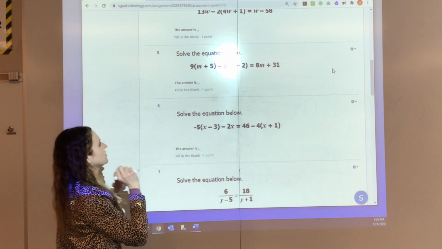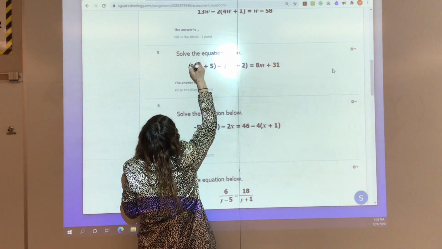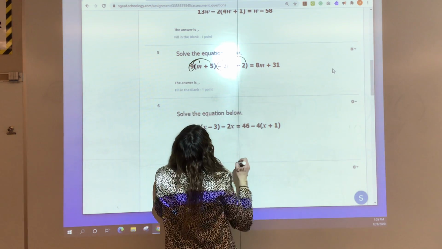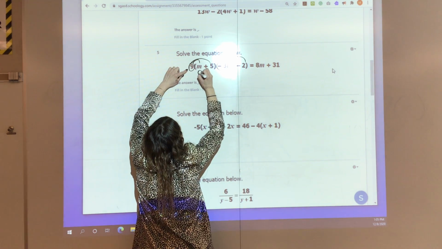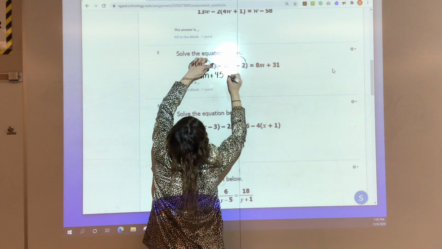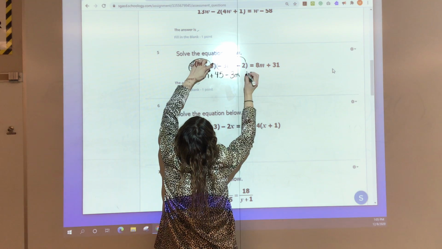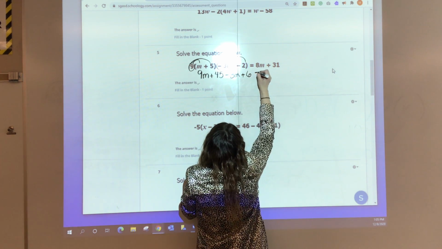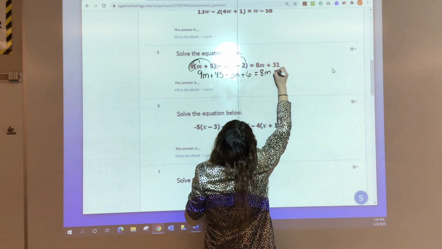So for number 5, there's a lot going on here. I need to first distribute my 9 and then my -3 and see what we get. So we'll get 9m plus 45 minus 3m plus 6, because a negative times a negative gives me a positive, equals 8m plus 31.